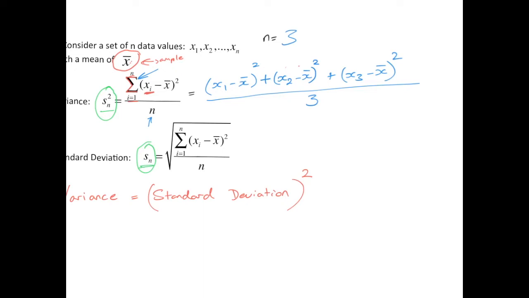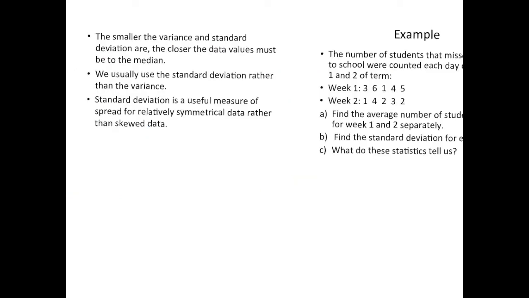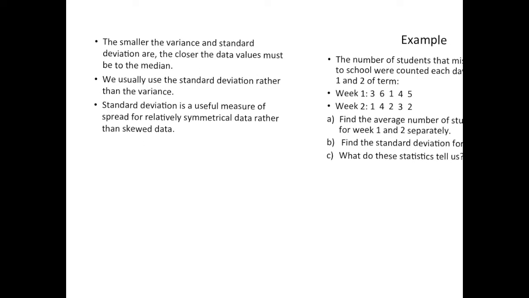Now obviously for really high values of N, like 100, there's no way you'd do all of that work. You'd use the calculator without a doubt. But I guess technically it's possible. Anyway, I'll show you how to do it by hand, but it's pretty rare that you'd actually be asked to do that. The smaller the variance and standard deviation are, the closer the data values must be to the median, or often it's the mean.